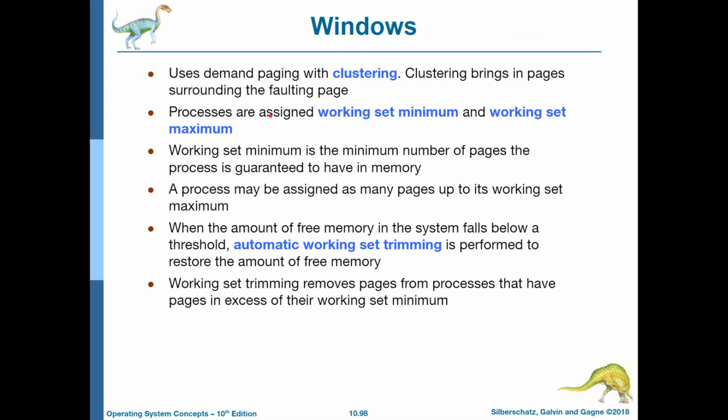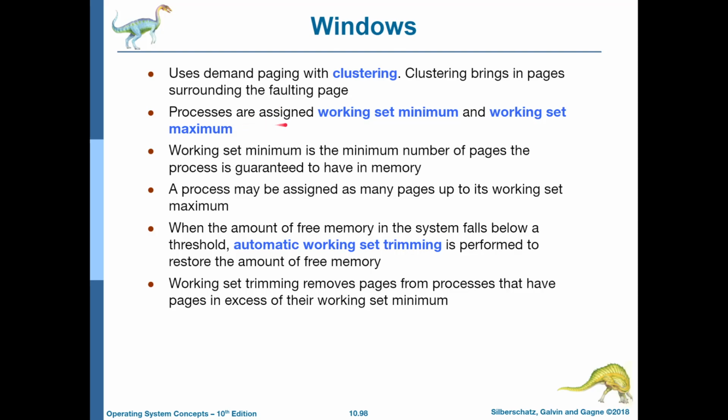The Windows system uses demand paging with something called clustering. Basically, what clustering does is whenever a page is demanded or a page fault happens and the demand is requested, clustering brings in the pages surrounding the faulting page. And what this does is it kind of pre-caches these pages just in case they're going to be used in the future, saving on the I/O time within the demand pager.